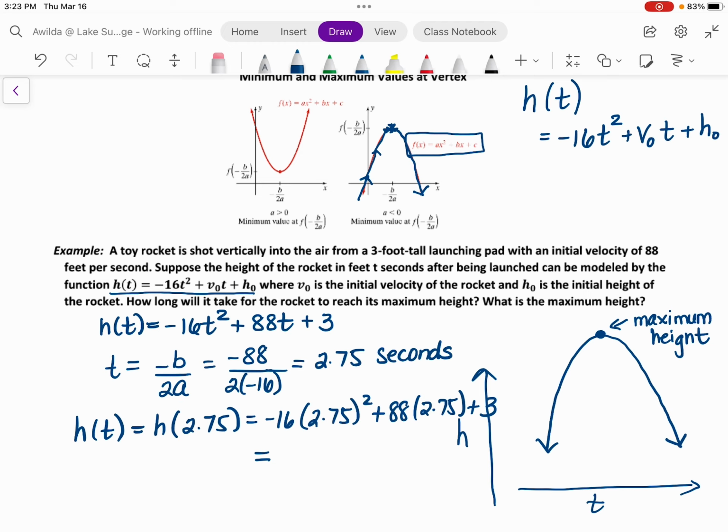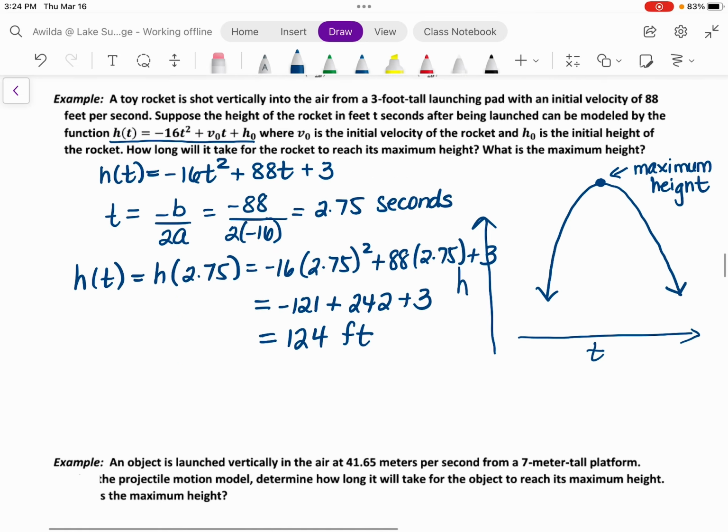So that's going to be negative 121 plus 242 plus 3, or finally 124 feet. So this toy rocket is going to reach its maximum height 2.75 seconds after it is launched, and it will achieve a maximum height of 124 feet. Let's look at a similar example.